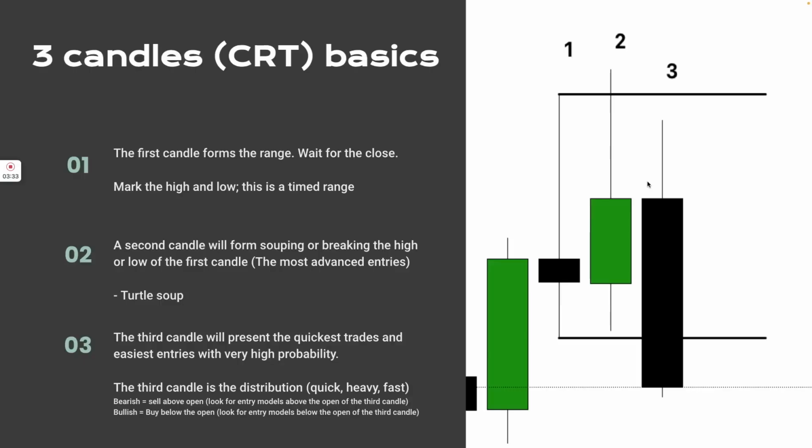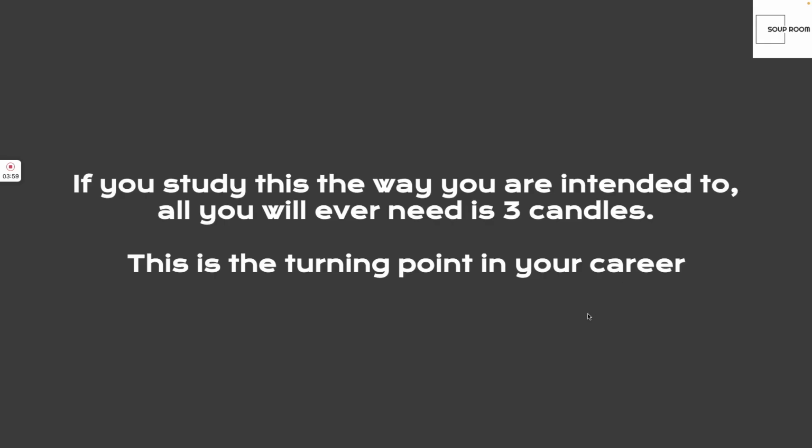So, candle 1, a timed range. Candle 2, soup the high of the range. Candle 3, we look for a setup above its open, most likely an OTE. We short, and we target the opposing end of the range. If you study this the way you're intended to, all of you will only ever need 3 candles.